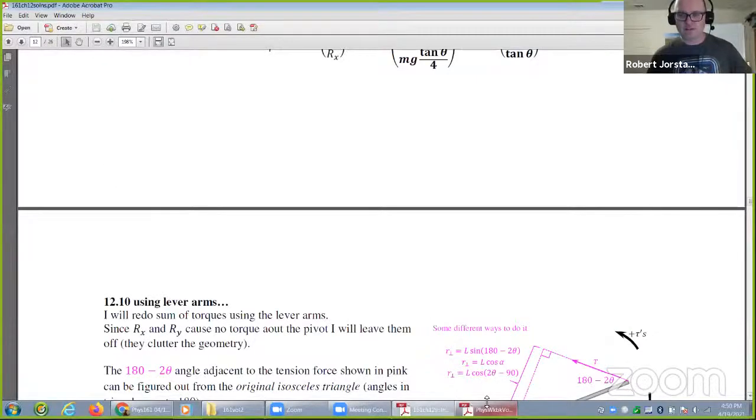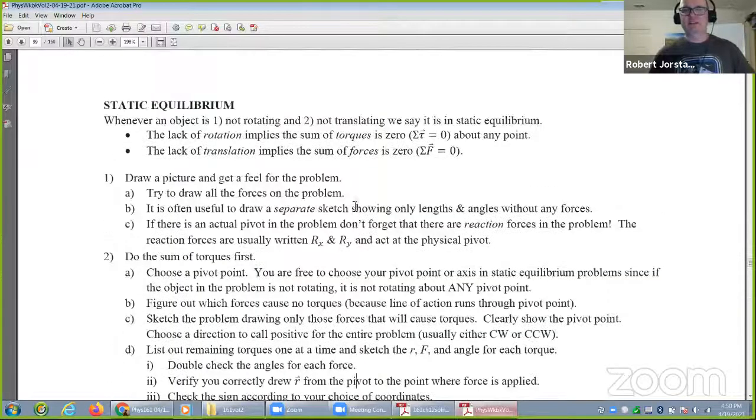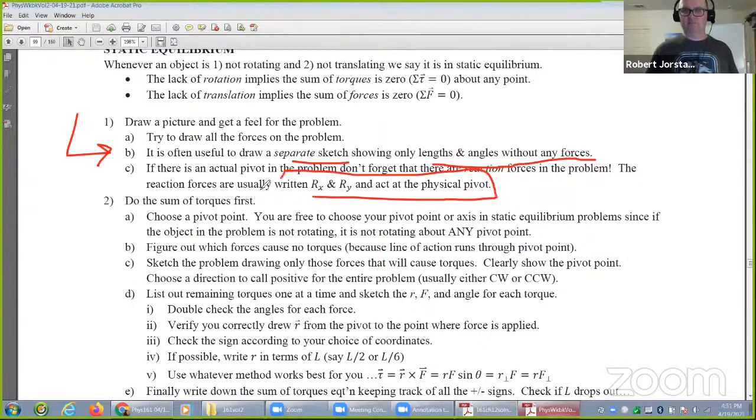So if you're wondering, whoops, that's not what I want to talk about. Come on, computer. There we go. Let's go through this. This is a strategy for success for these types of problems, even though they sound easy. It will not always be the smartest way to do these problems, and I'll explain why in just a minute. It is usually the smartest way to do the problems. Most particularly is bullet 2. Well, I'll explain. First, draw these pictures and do a separate sketch showing lengths and angles without any forces so you don't get lost. Don't forget the reaction forces at the pivot.